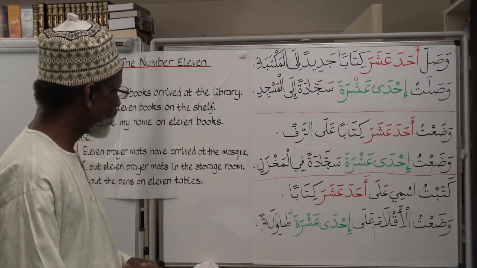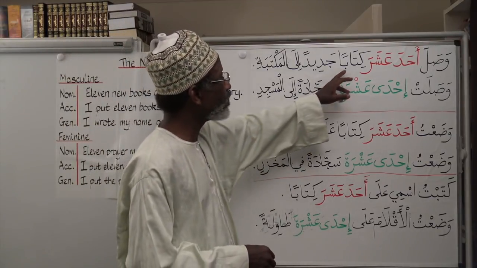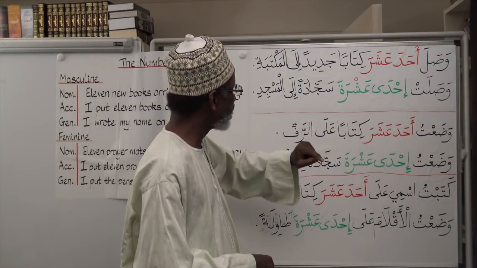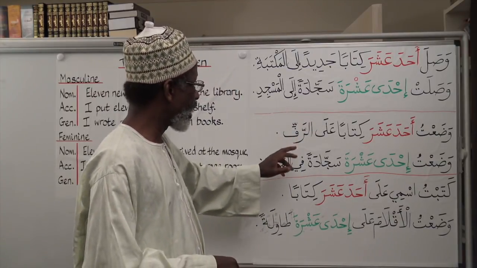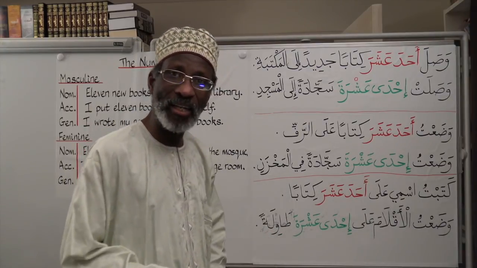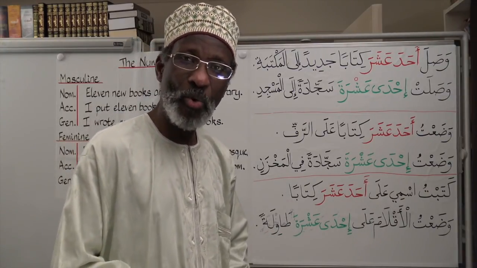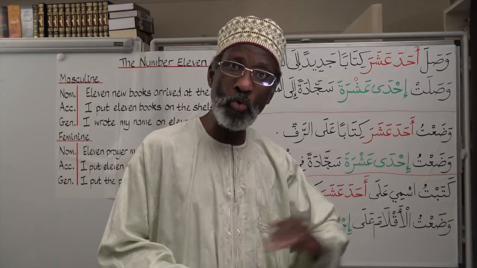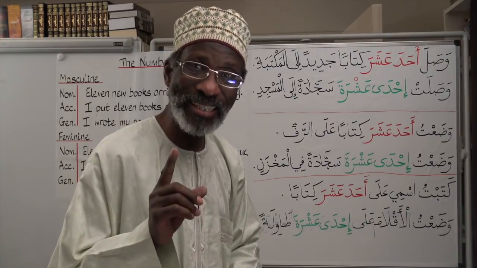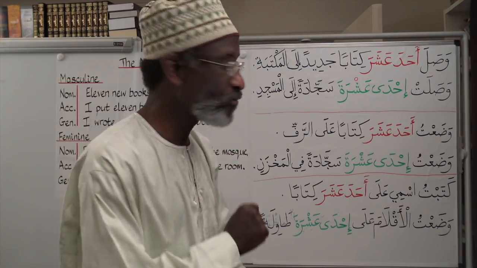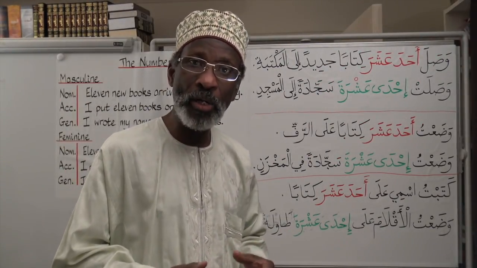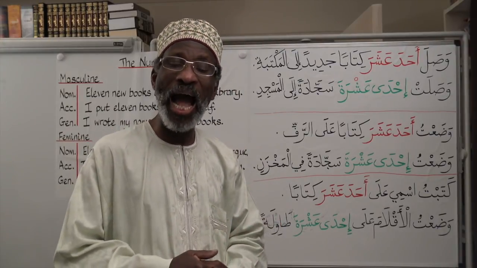Final note, which I need to mention to you here, is that the item being counted remains singular accusative: kitaban, sajadatan, kitaban, tawilatan. That is the case. When you are counting anything from 11 all the way to 99, the item being counted will be singular and accusative. The next, we are going to have a look at how number 12 is used as well.